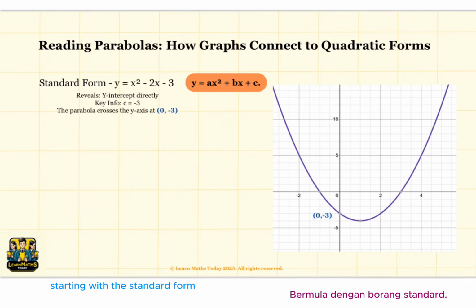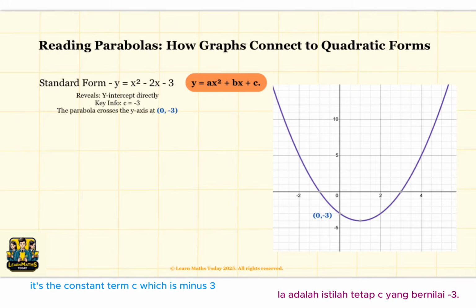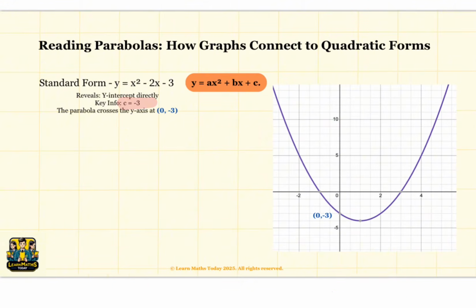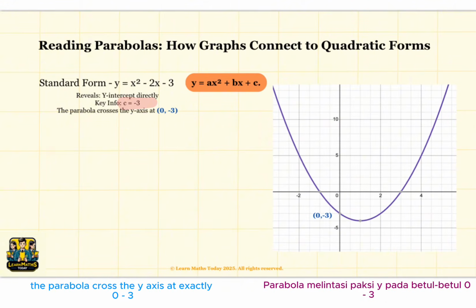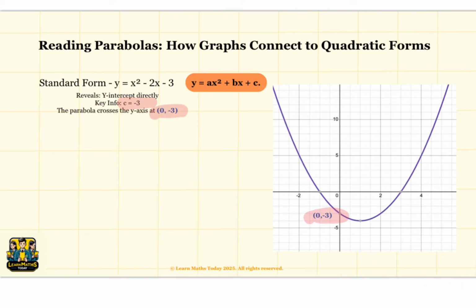Starting with the standard form, y equal to x squared minus 2x minus 3, this form makes the y-intercept clear. It's the constant term c, which is minus 3. Look at the graph. The parabola crosses the y-axis at exactly (0, minus 3). You can read this directly from the equation without having to do any calculation.